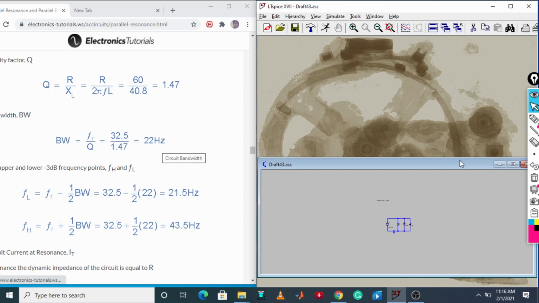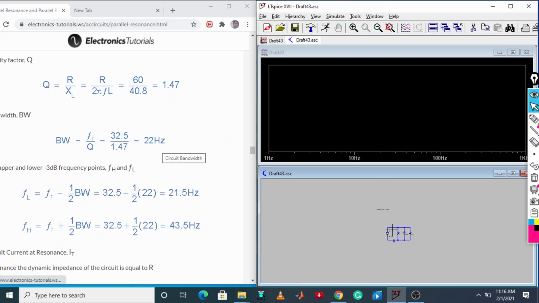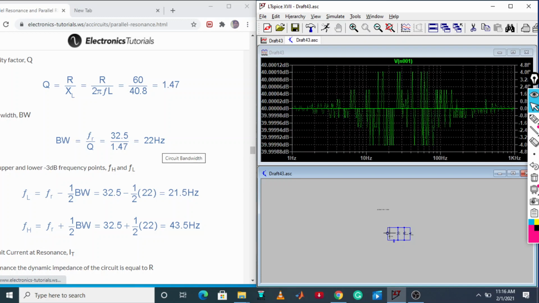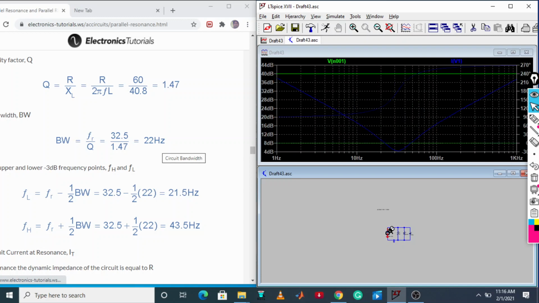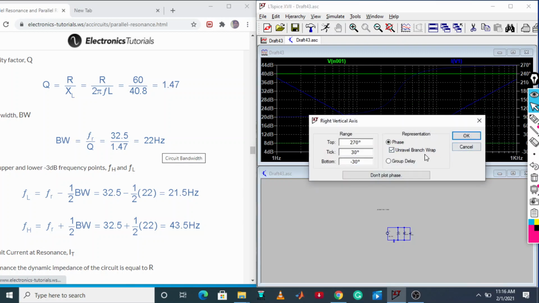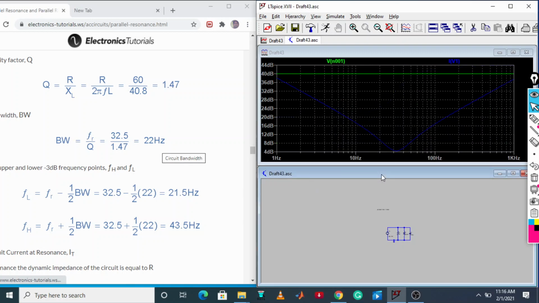Now let me simulate it again. Now if I simulate, we need to find the impedance at that point. This is the voltage. For that voltage we are tapping over here, and for impedance we are tapping here, and just go to, don't plot the phase. Now if you see, we need to calculate the impedance.